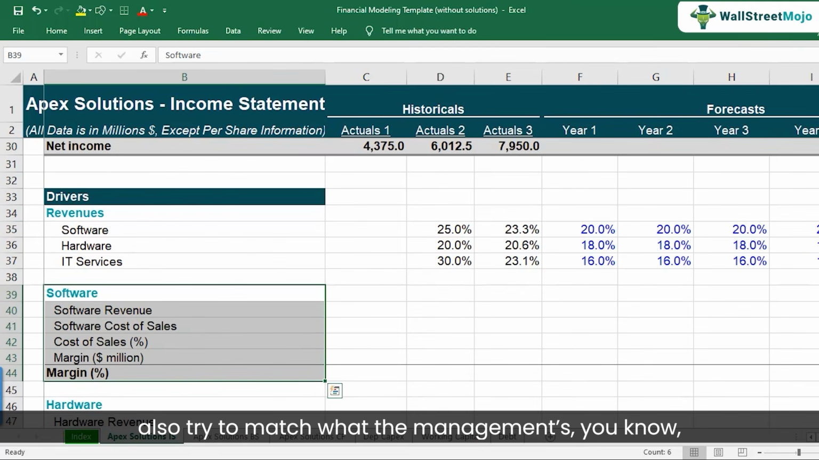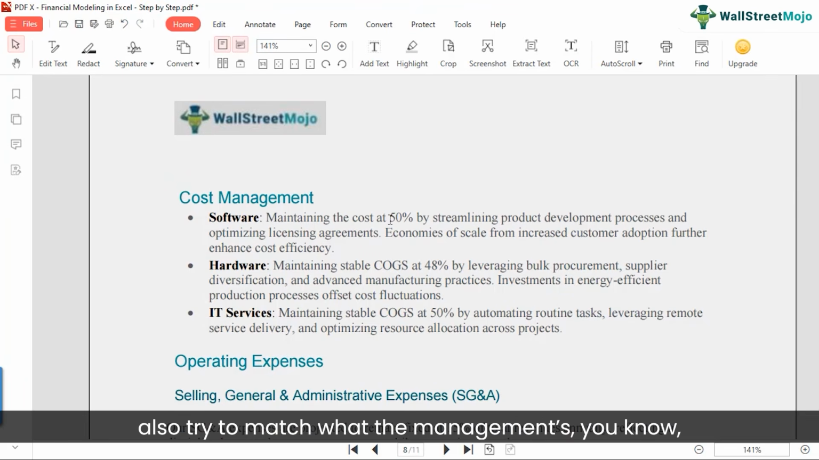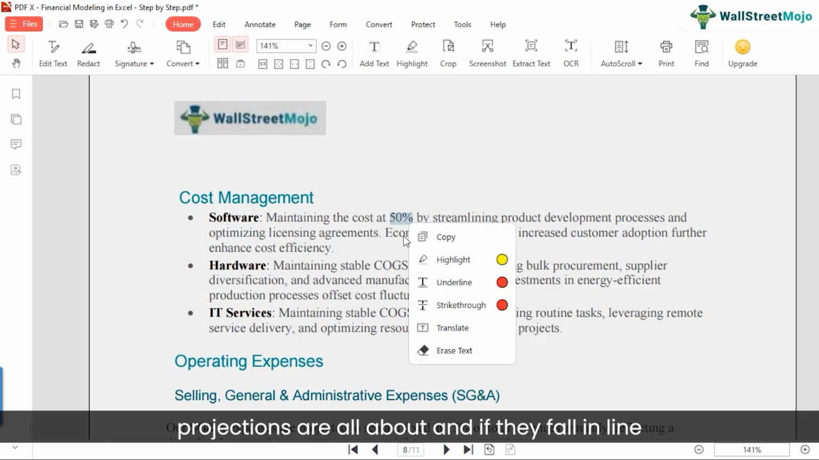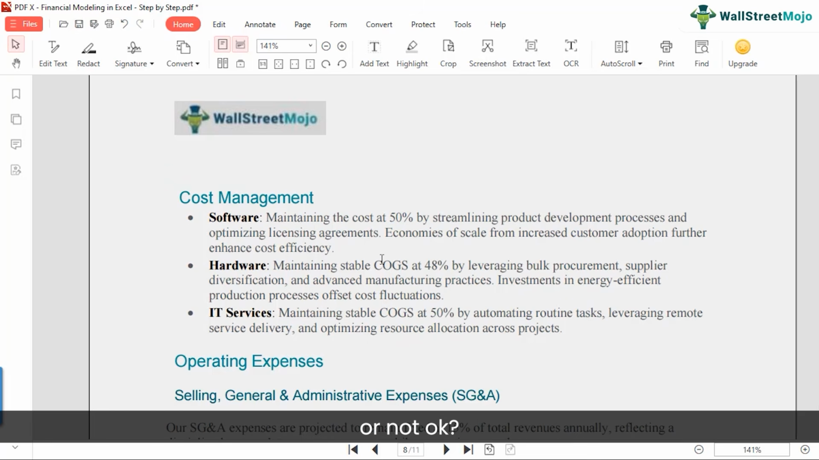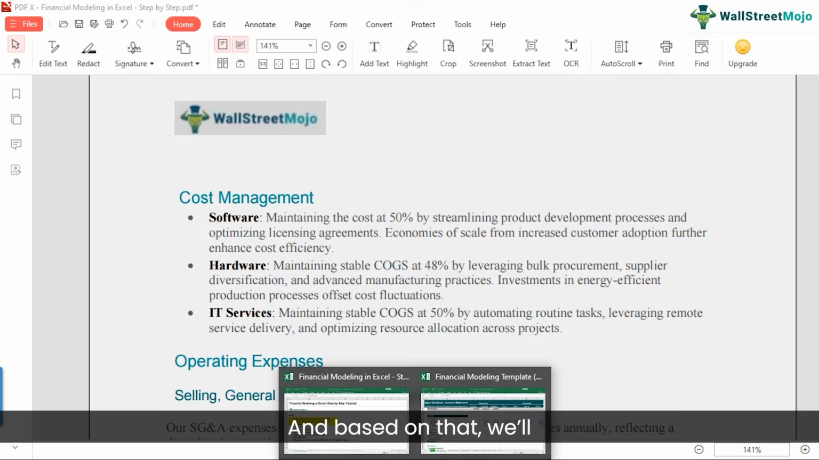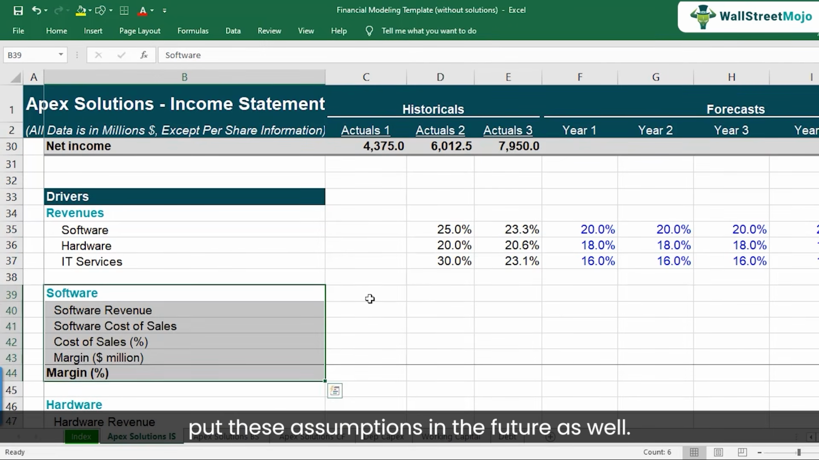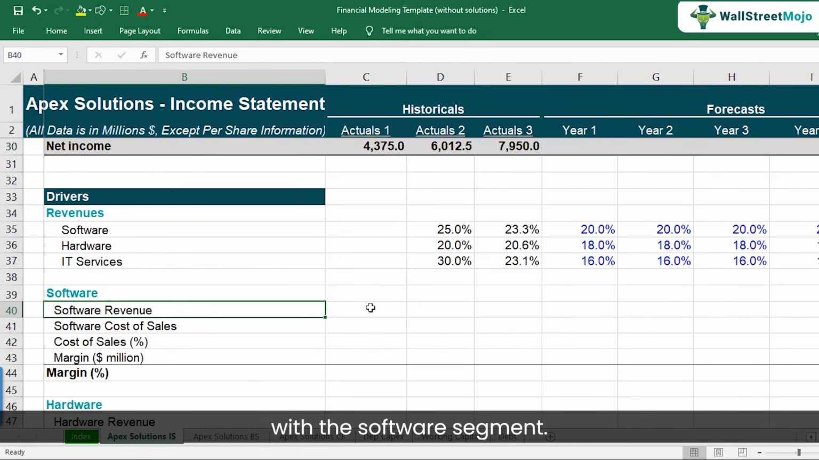And then we'll also try to match what the management's projections are all about, and if they fall in line or not. Okay. And based on that, we'll put these assumptions in the future as well. So let's get started here with the software segment.